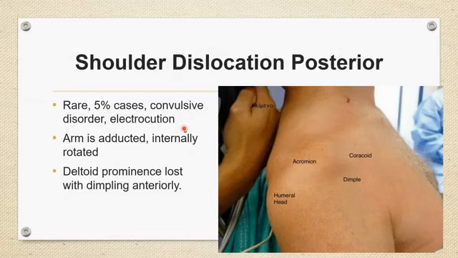Okay, so how is the attitude of the patient? In contrast to the anterior type, in the posterior type of dislocation the shoulder or arm is adducted and internally rotated. Same thing here also, the deltoid prominence is lost, with a dimple appearing on the anterior aspect of the shoulder. That is just the reverse of the anterior type dislocation, where the shoulder arm is abducted and externally rotated, whereas in posterior type the arm is adducted and internally rotated.